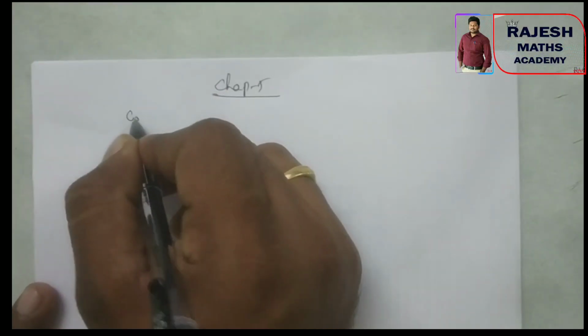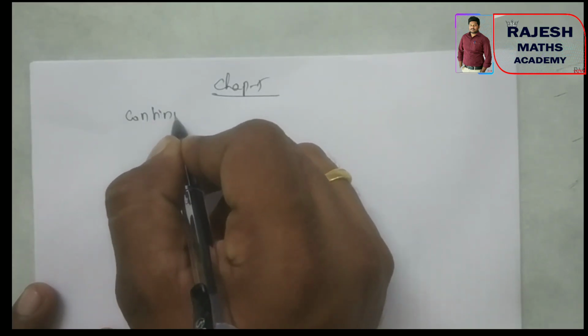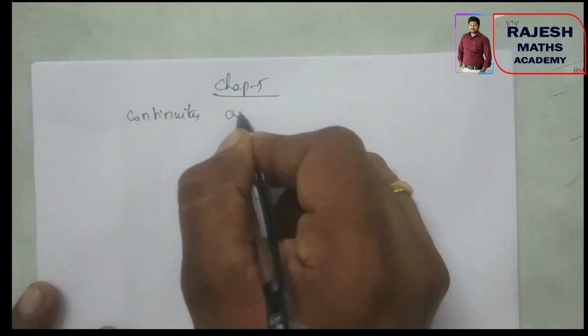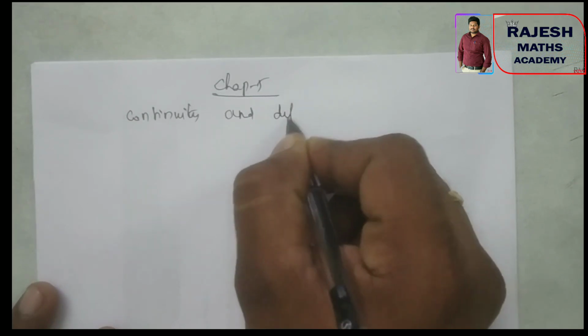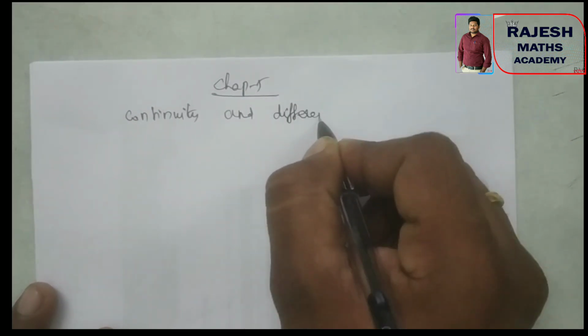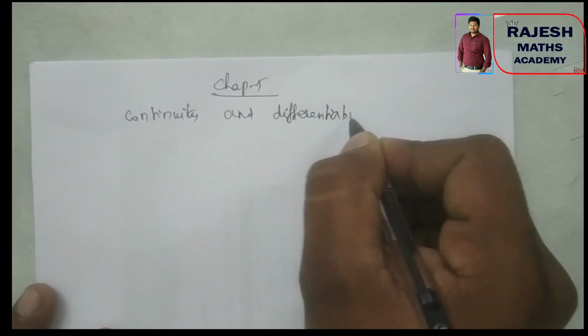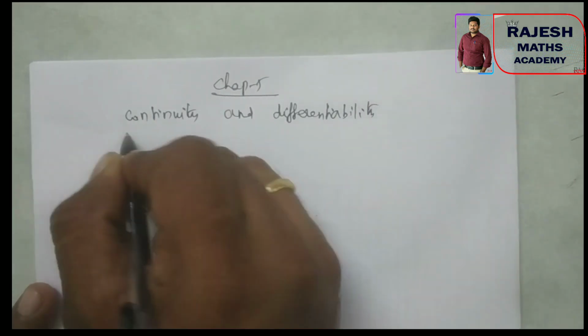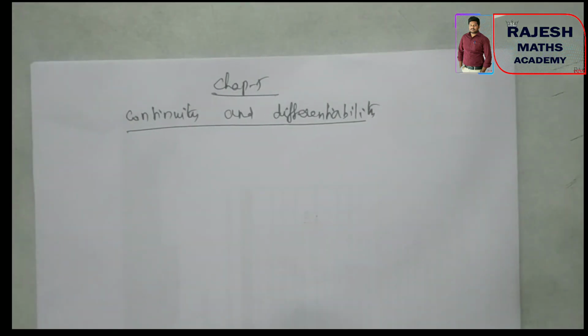Chapter 5, what does the chapter mean? Continuity and differentiability. So before entering into this chapter, we will see some concepts of limits from the 11th standard. We will recall the concept of limits.